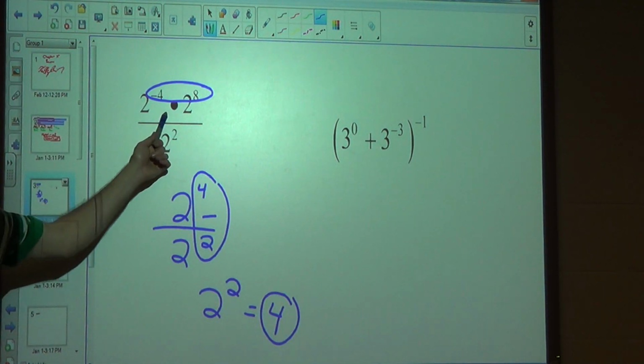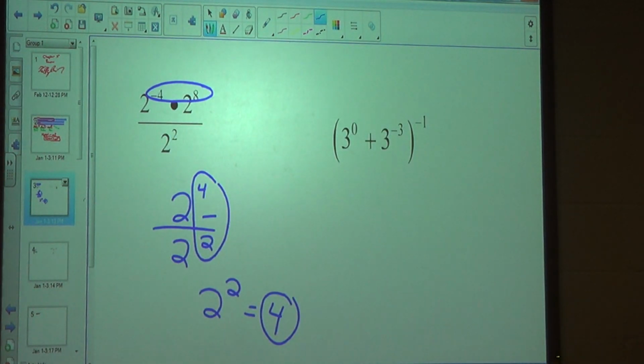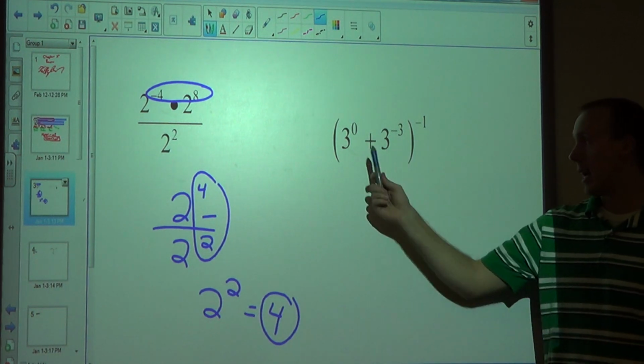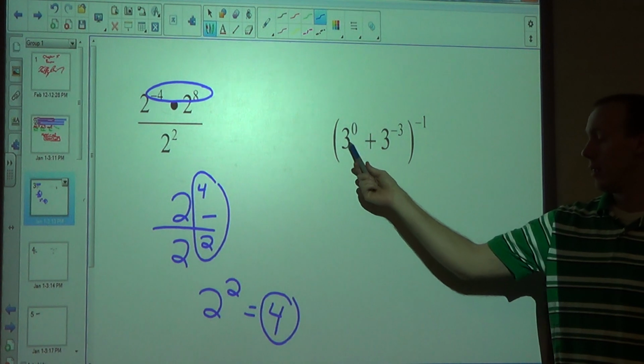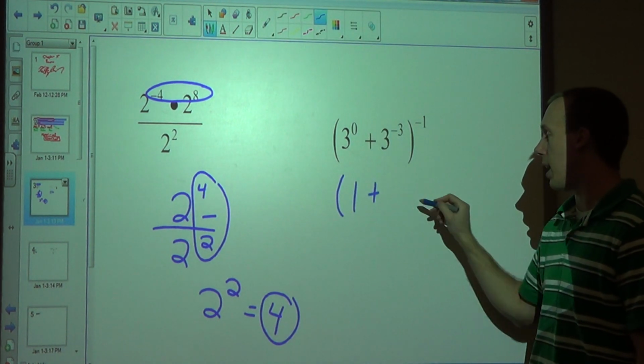Okay, this one's an easier one. This one's a little more difficult. Why is that one more difficult, the second one? That plus sign right here, yep. Okay, what do we know here about this? That would be turning into 1, right? So technically I have 1 plus.